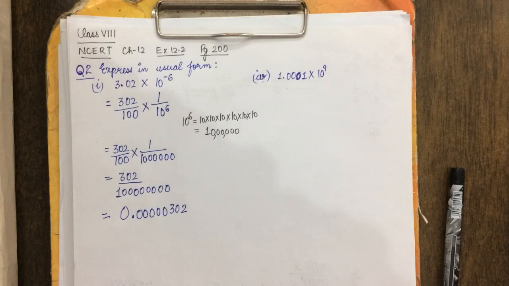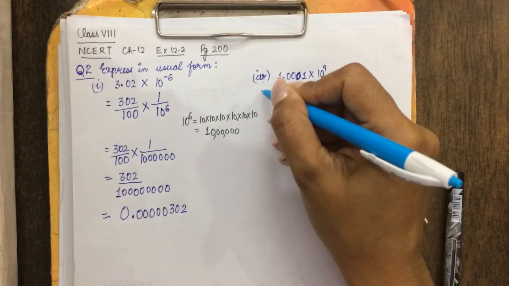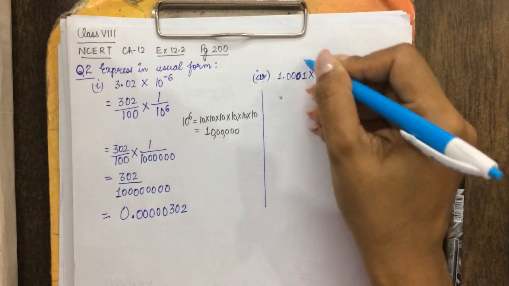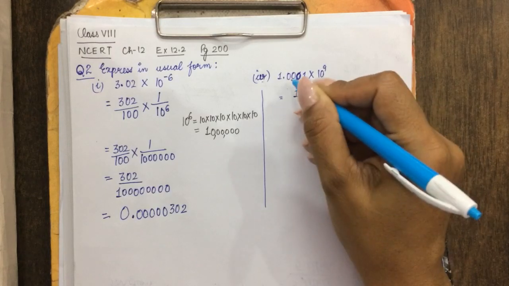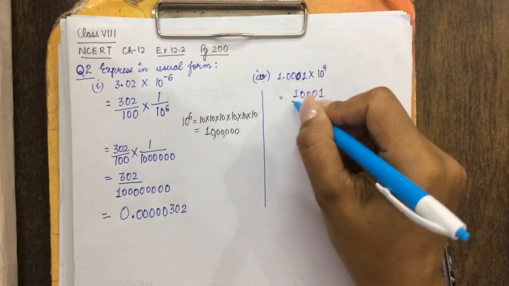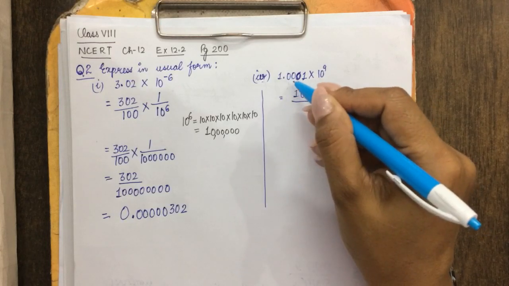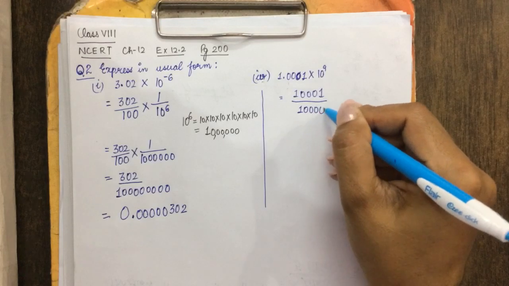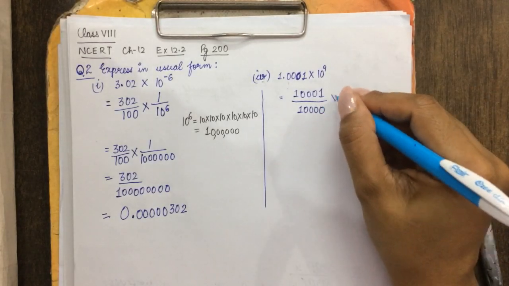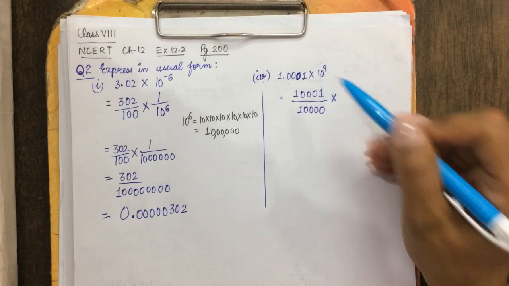Let's do the fourth part now. I have a positive exponent here. So solving this, first of all write this decimal number as a fraction. 1.0001. Point removed, 4 digits after the point. There are 4 decimal places. So in the denominator I will have 1 with 4 zeros. That's 10,000 into. Now the power is already positive. I do not have to take the reciprocal.